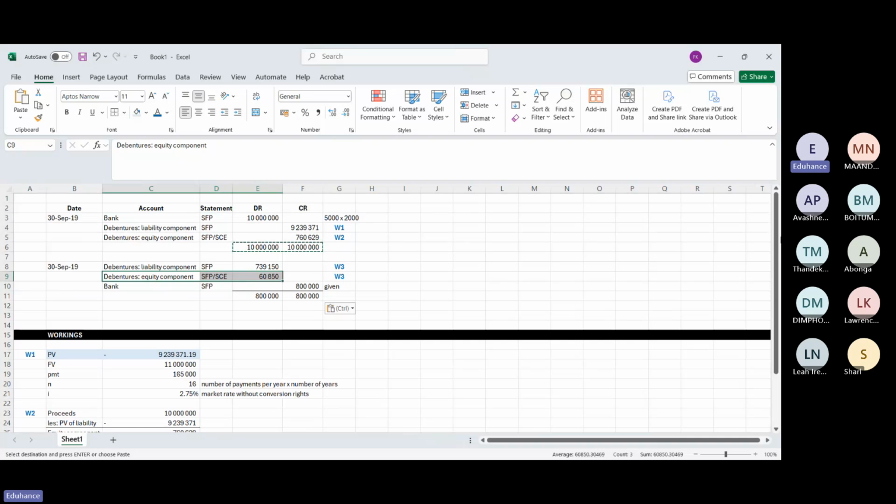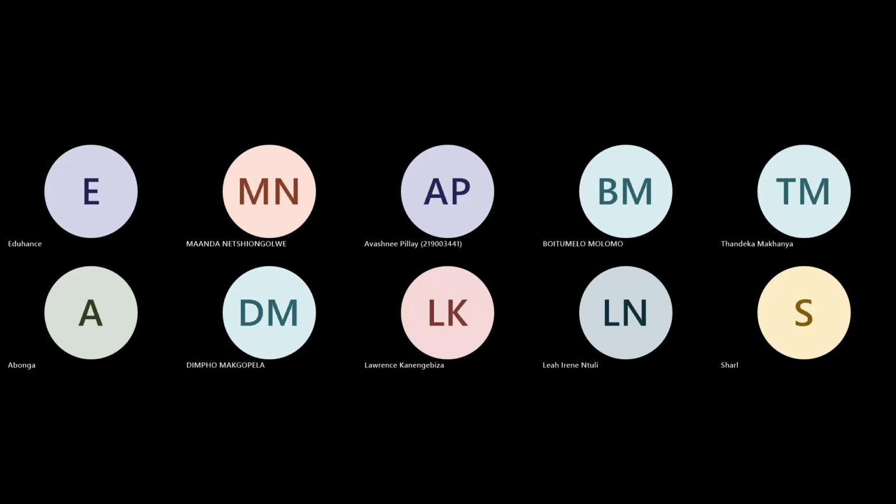Is there any questions on your side regarding this particular question, or any financial instruments related question? So I'll stop sharing over here. Any questions you guys had? Yes, no? Abonga, Avishni, Boitumelo, Dumfo, Lawrence, Leah, Manda, anything?